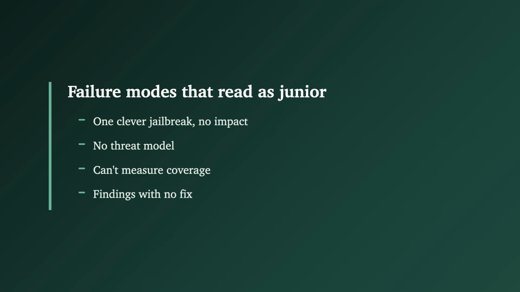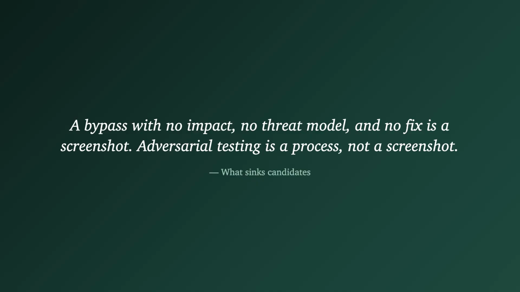What quietly marks someone as junior in an LLM red team interview? Showing one cute jailbreak and stopping with no path to impact, attacking without a threat model so you can't say what you skipped, treating a pile of bypasses as coverage, and dropping findings with no mitigation or retest. The goal is realistic adversarial testing of a real system, not a screenshot of the model saying something it shouldn't.